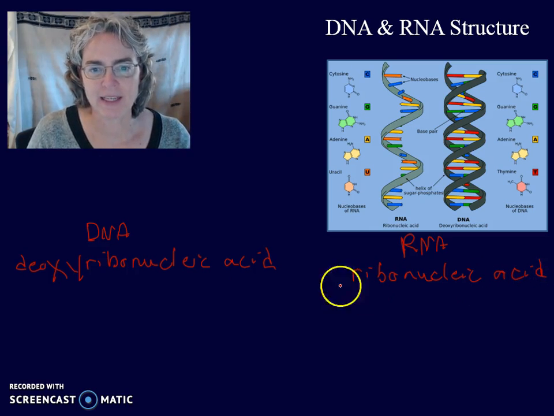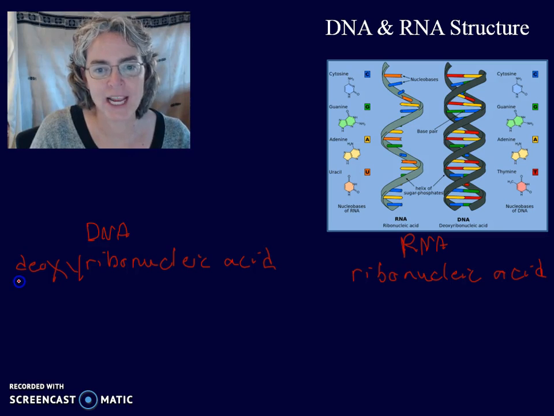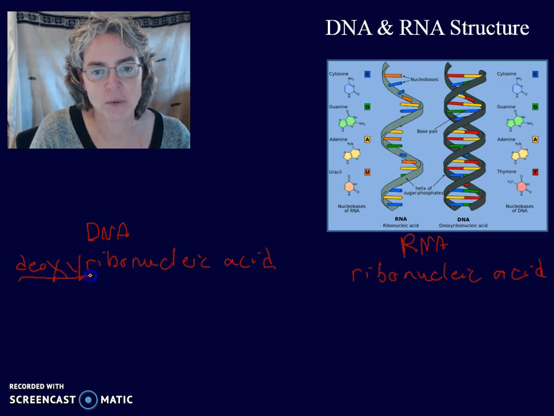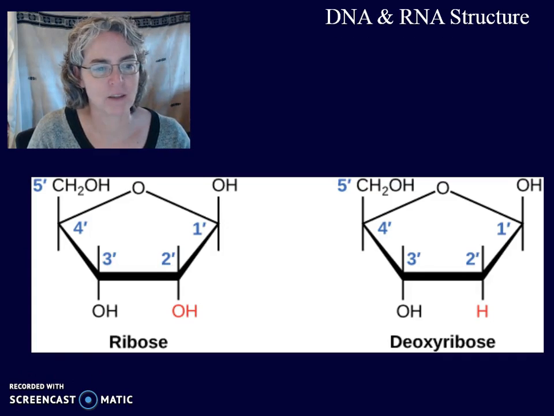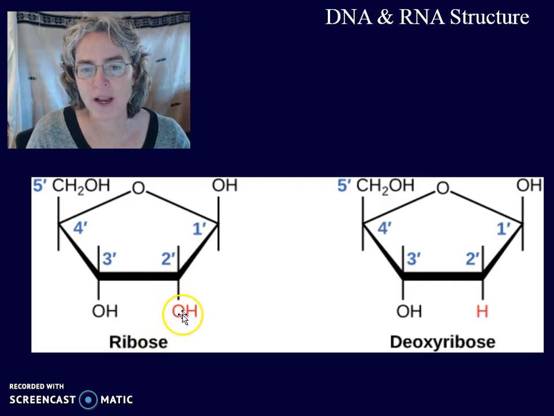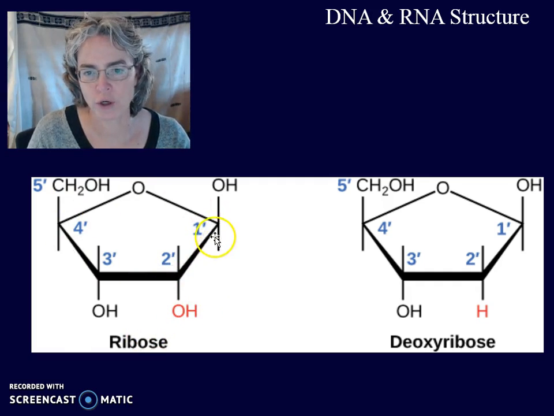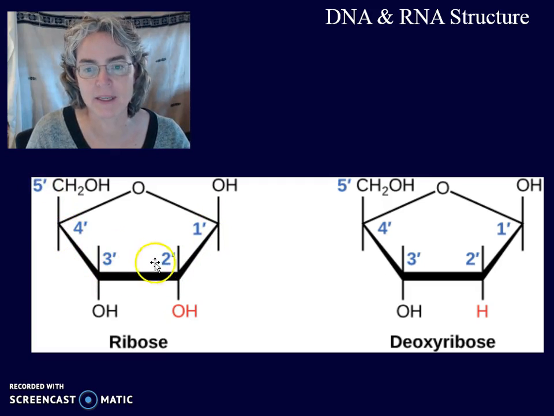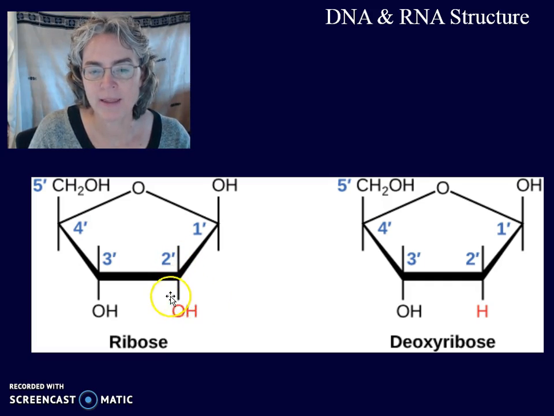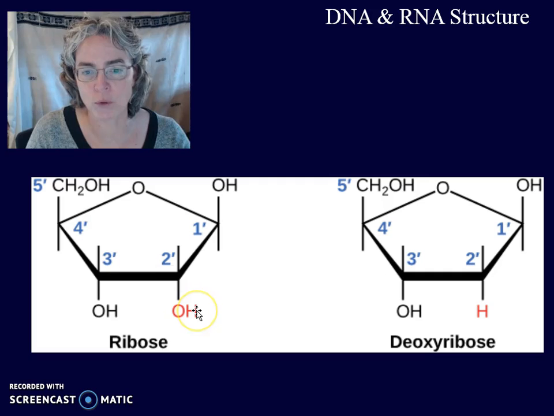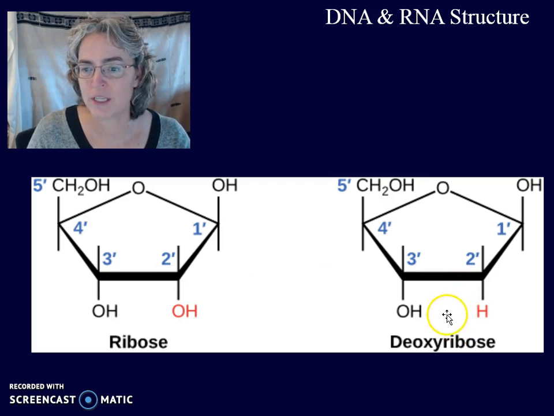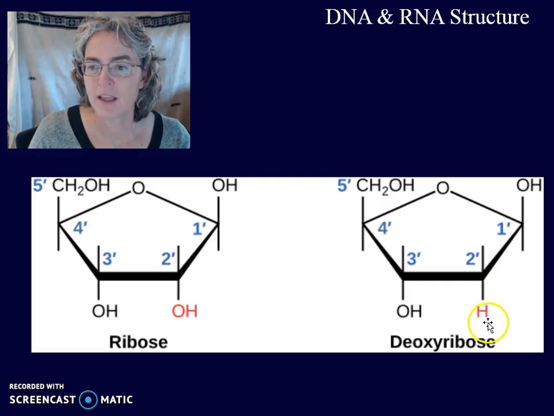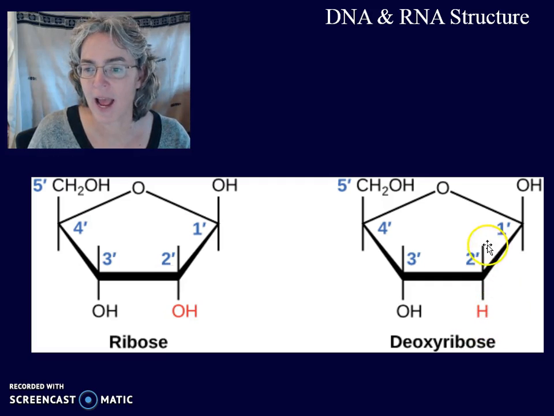So what's different about that? It's the sugar. So the sugar in DNA is a deoxyribose sugar, and RNA is a ribose sugar. So let's take a look at that. In RNA, we have a ribose sugar, and here's our 1', 2', 3', 4', and 5' carbons. And at this 2' carbon, there is a hydroxide group. And in DNA, the sugar, deoxyribose, there's just a hydrogen at the 2' carbon.